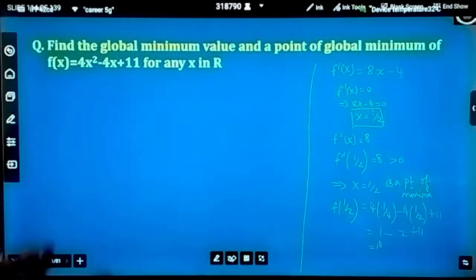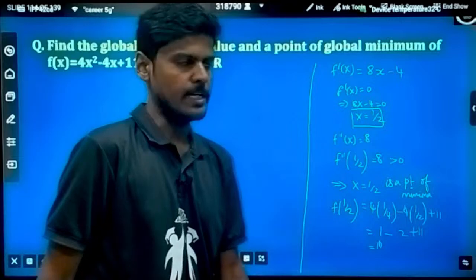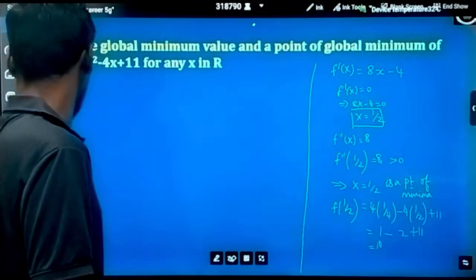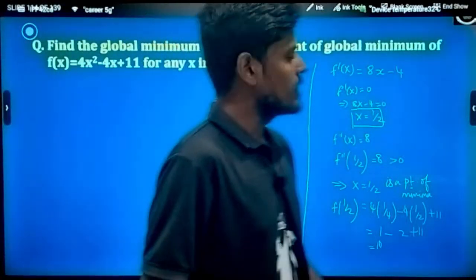Okay. So this is how we should solve this question. So what is the minimum value? That is 10. Okay. Now we will see the solution.